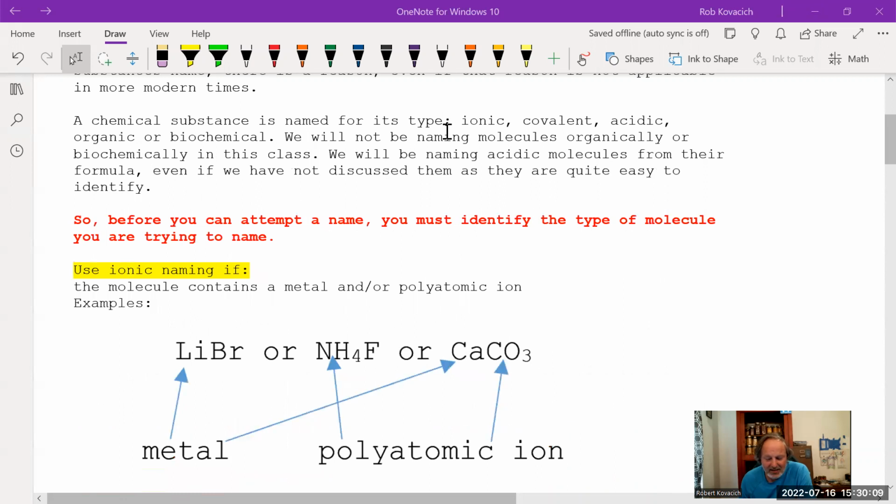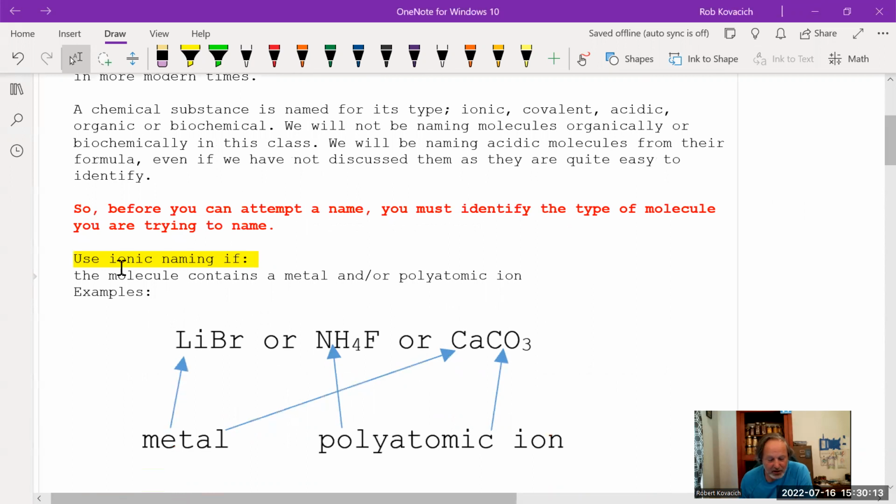So how do I identify something as ionic or covalent? Use ionic naming if the molecule contains a metal or a polyatomic ion. My first compound here is LiBr, lithium bromide. How do I know that this is an ionic compound? It's an ionic compound because lithium is a metal. So I know I don't have to look any further. This is an ionic compound because lithium is there.